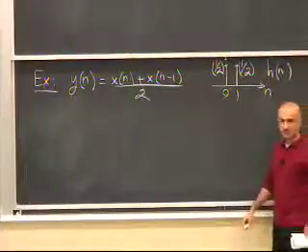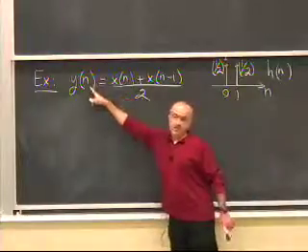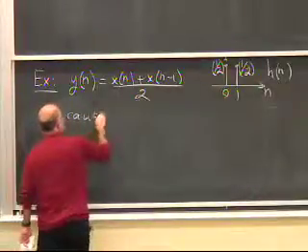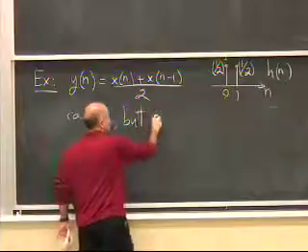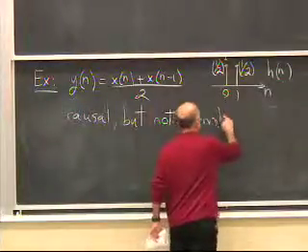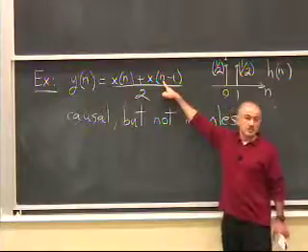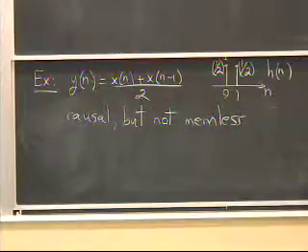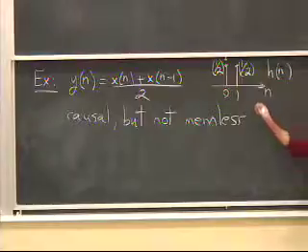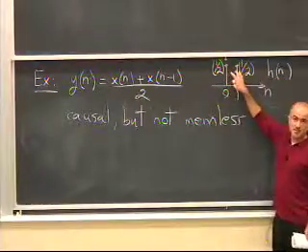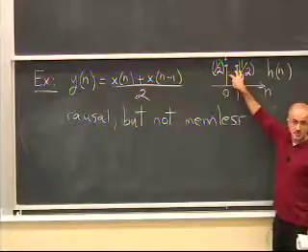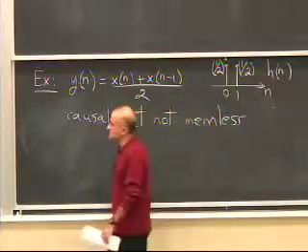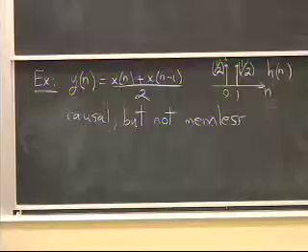Is it causal? It's causal because y at n depends only on the current and previous values of x. So this is causal. But again, it's not memoryless, because of the presence of this delayed version of x in here. By way of review, by the way, you should keep in mind that LTI systems are causal if and only if their impulse responses are 0 for negative values of the time samples. And that's the case in both of these situations.